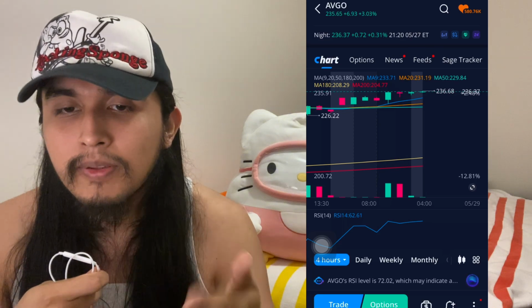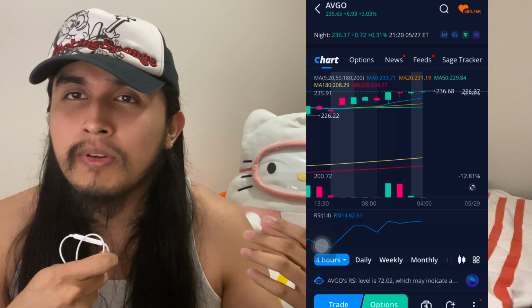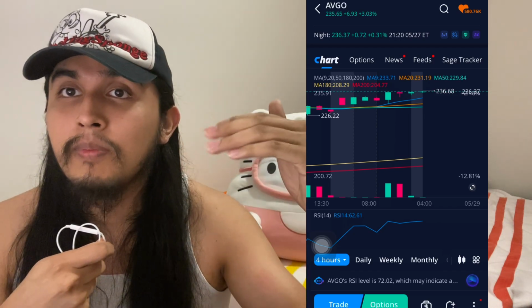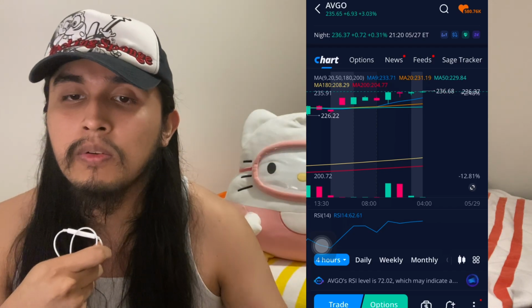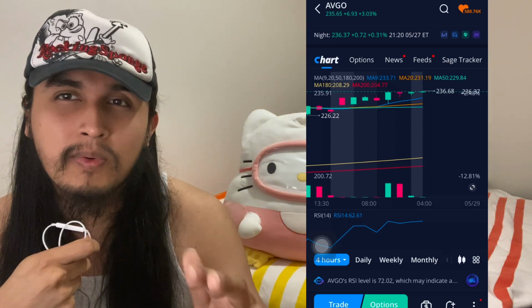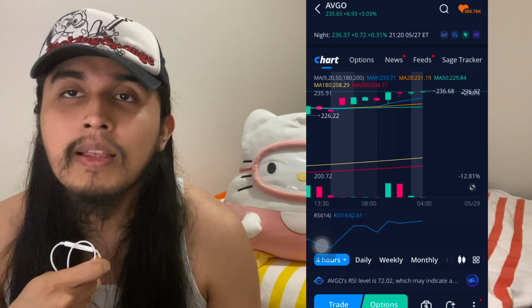So basically, try to use the 4-hour time chart to analyze whether the particular stock you're trading is in a bullish trend or a bearish trend. Try to use the moving averages as your indicators as well. But that's personally what I try to do, and that's pretty much it.